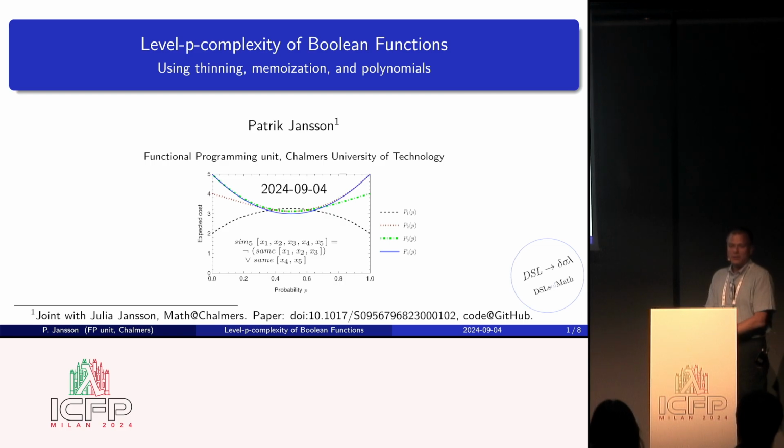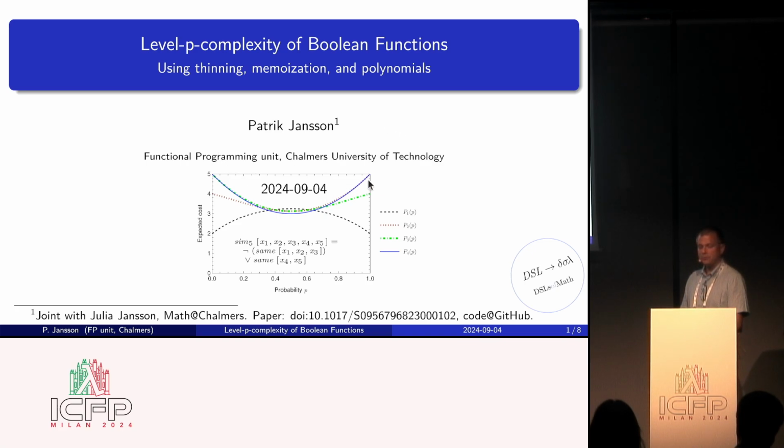So what is level P complexity? I should say perhaps that the subtitle there, using thinning, memoization, and polynomials, is basically what the paper is about. So, algorithmic techniques for getting a completely intractable computation down to something you can compute in a second or two. I will go into details later, but you can already see some graphs here.